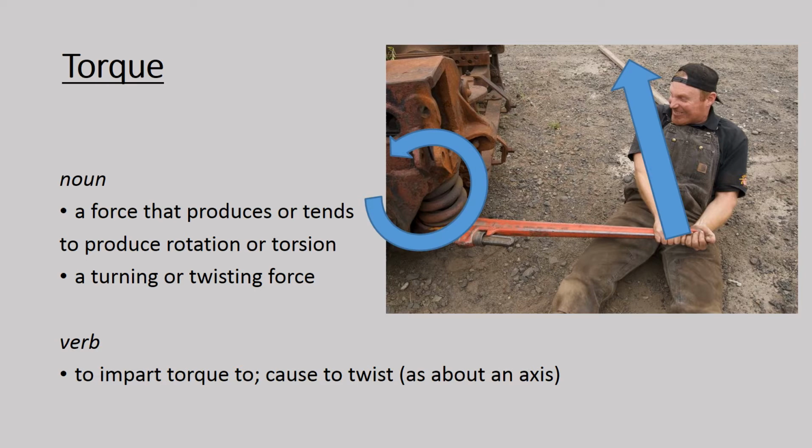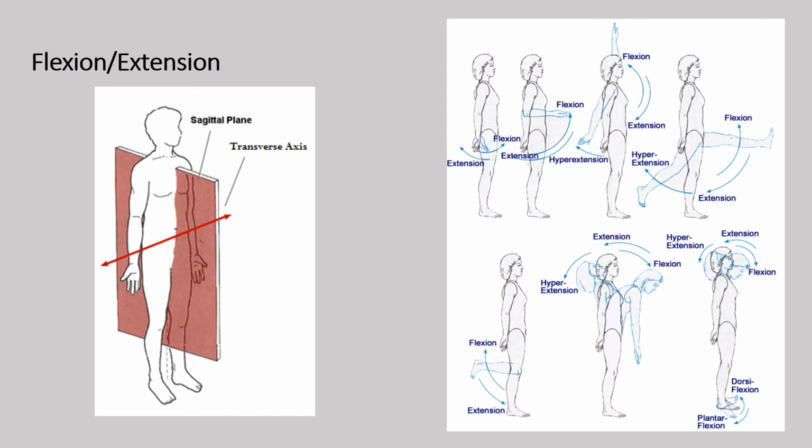This happens all the time in our bodies, and when the motion occurs at joints, we have given it different names depending on which axis the rotation is occurring around. For example, flexion and extension occur around a transverse axis due to a torque force applied in the sagittal plane.